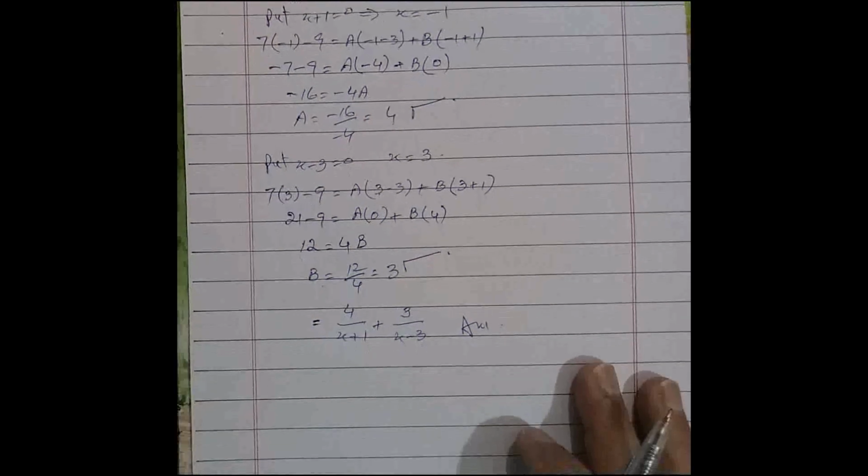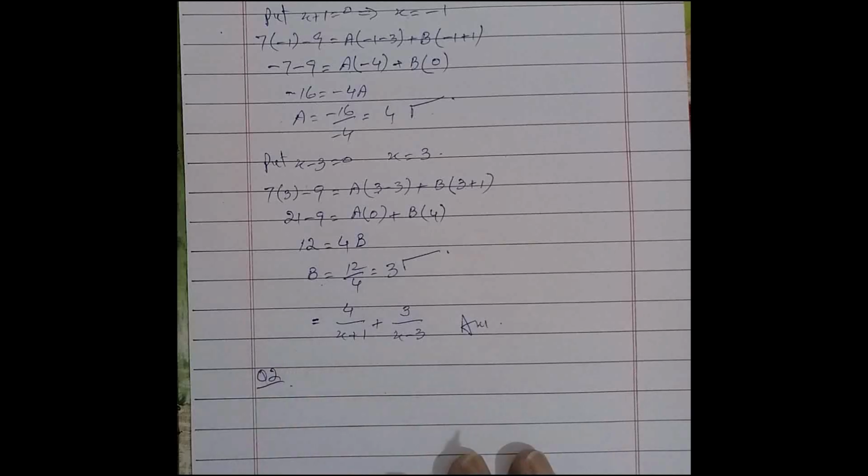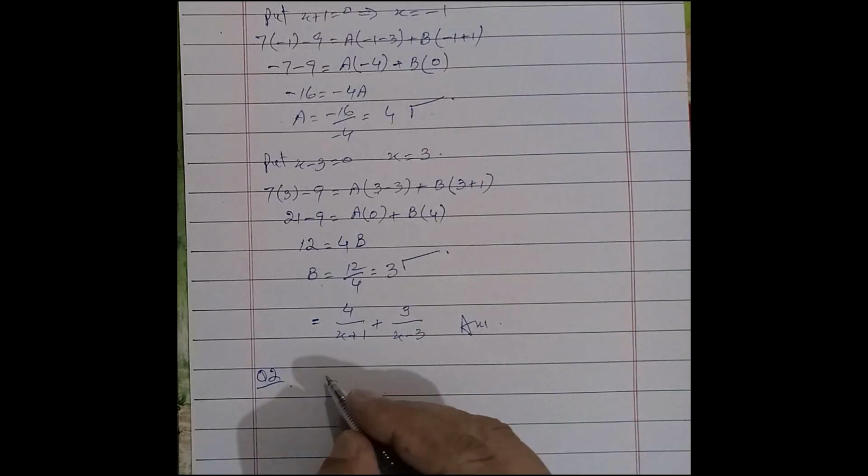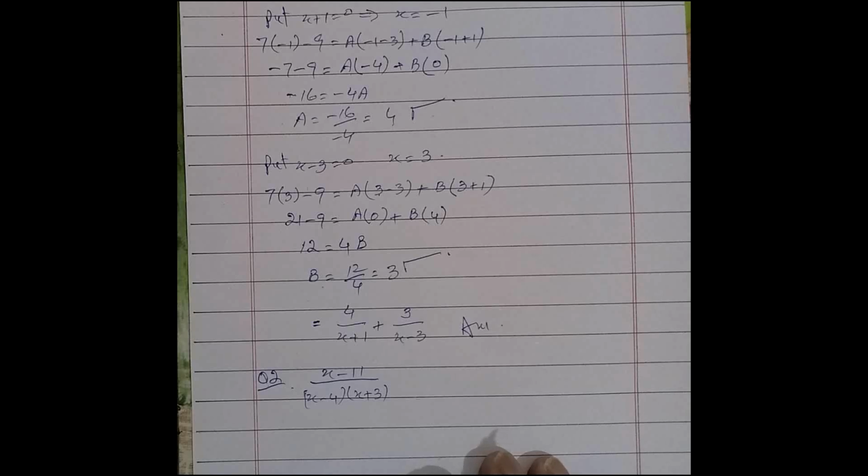And the next question is question 2. Same way, first we write the values of question 2, which is x minus 11 over x minus 4 into x plus 3. The same way we multiply.